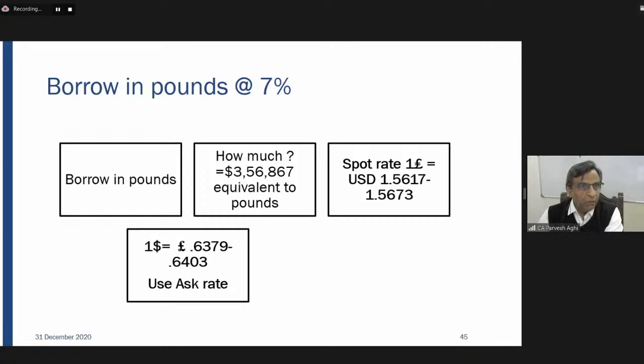So $1 will be 0.6379-0.6403. It's a simple formula. We did it in our first lecture. We just do the reciprocal of this first quote, which is the pound quote, and take the bid to the ask side and ask to the bid side. So 1 divided by 1.5673 becomes the bid rate, and 1 divided by 1.5617 becomes the ask rate.